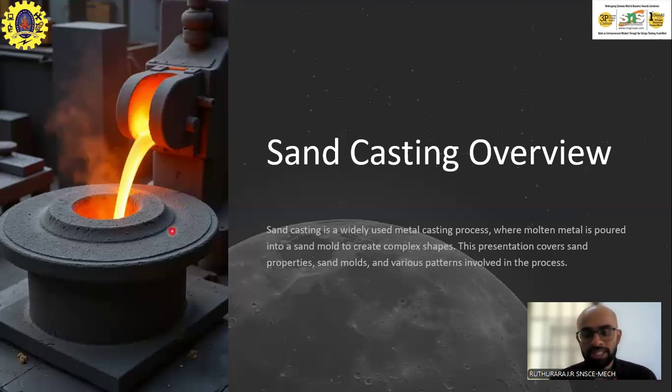So getting into the sand casting process, what is casting? First, we have to see what is casting. Casting is a process of producing a component in a specific shape. Casting is generally used for manufacturing of metals. We can generalize that predominantly metals are formed using the casting process.